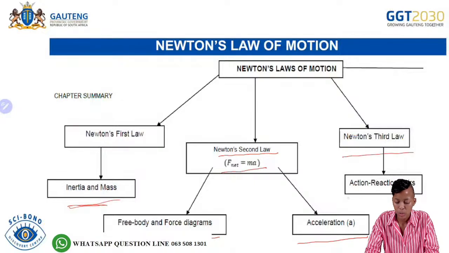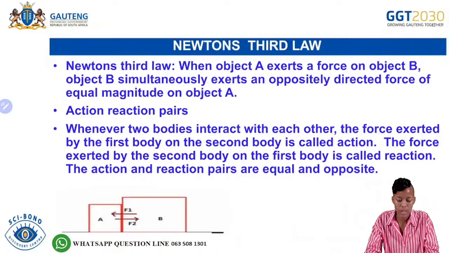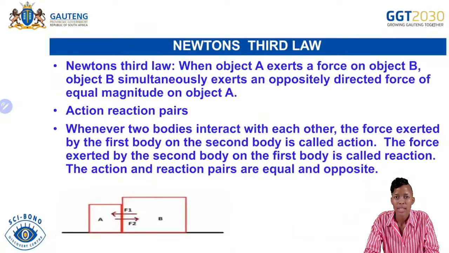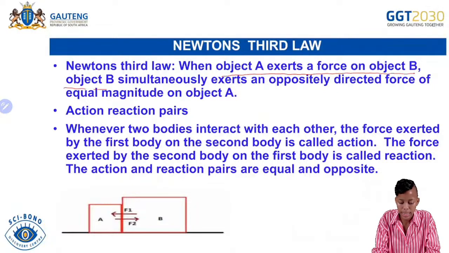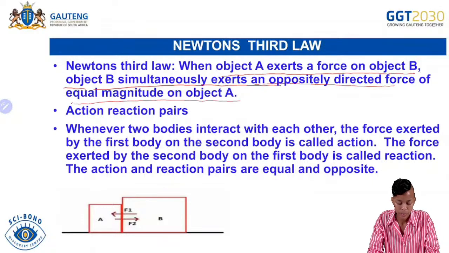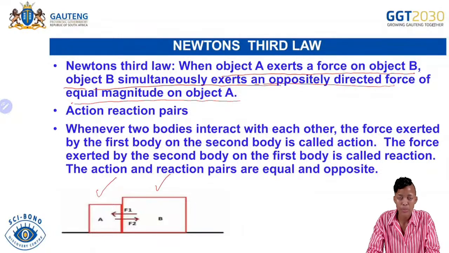Okay, so for today, we are going to be talking about Newton's third law, and under Newton's third law, we are going to be covering the action-reaction pairs. Newton's third law states, according to your examination guidelines, that when object A exerts a force on object B, object B simultaneously exerts an oppositely directed force of equal magnitude on object A.